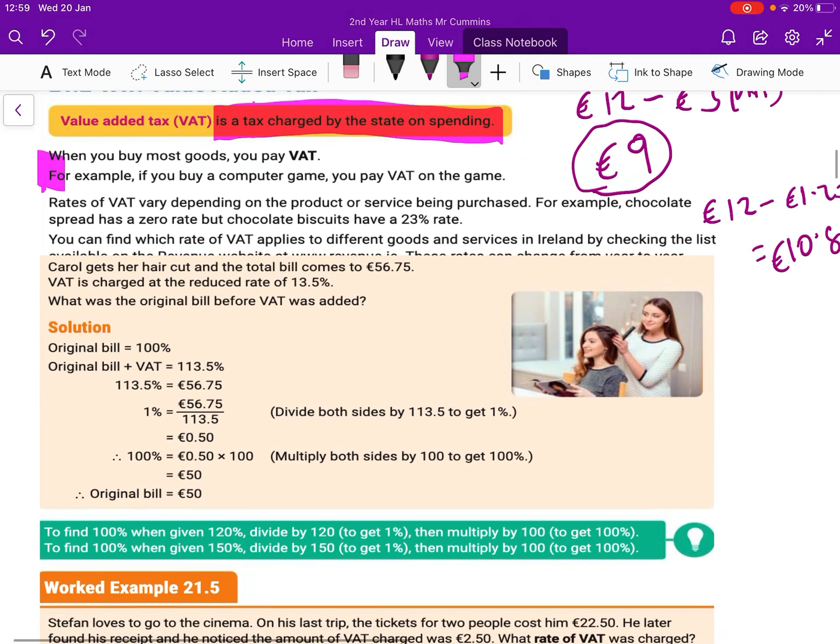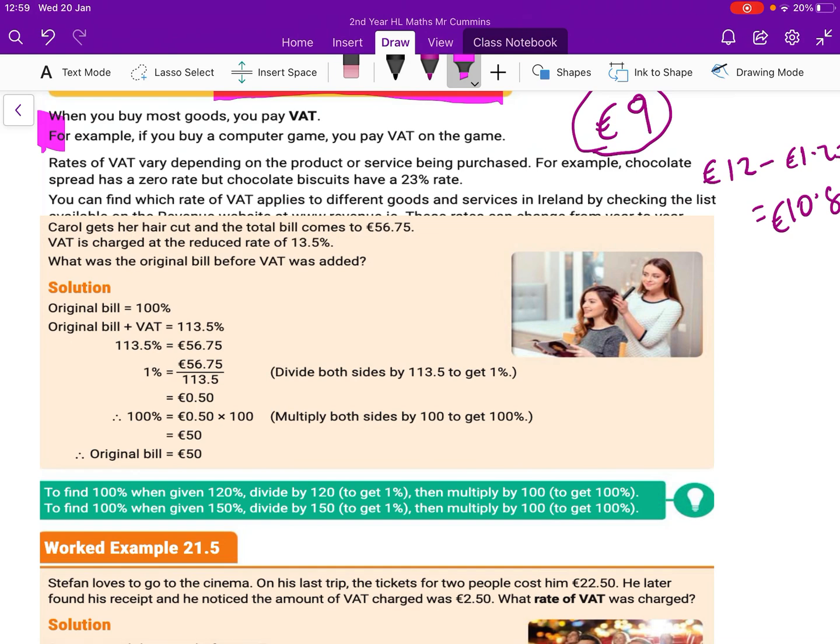Okay, so if we have a look at a quick example of looking at VAT. So this person goes into the hairdresser's, Carol, and gets her haircut, and the bill comes to $56.75 for a haircut. It's expensive for a haircut, but anyway. The VAT is charged at 13.5%. What was the original bill before that was charged?